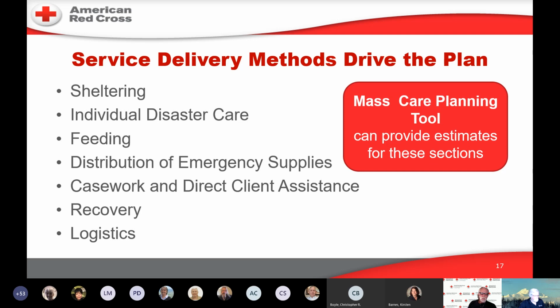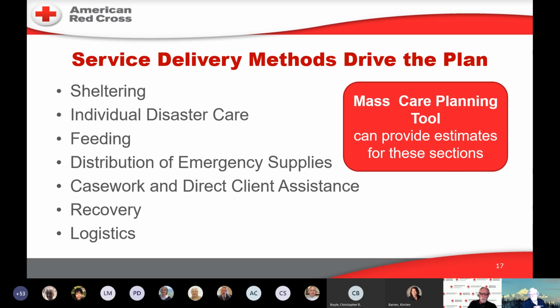Okay, so the service delivery methods drive the plan. So how are you going to do sheltering? Is it going to be congregate, non-congregate? Are you going to use a few large shelters or lots of small shelters? And that'll depend on the geography of the disaster and the incidence of COVID in the area, for example. The individual disaster care, we've got slides coming up on each of these, so I'm only going to cover them in overview here. The feeding, the distribution of emergency supplies.